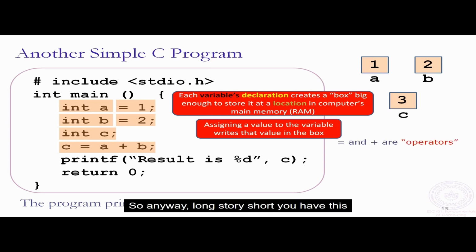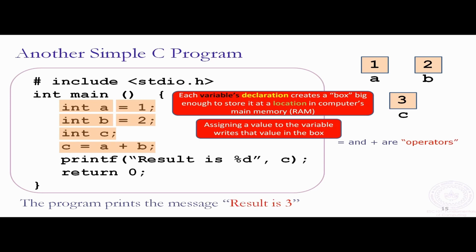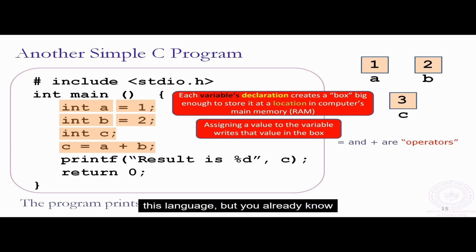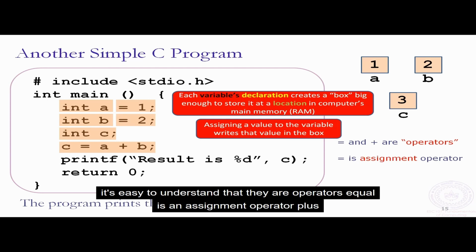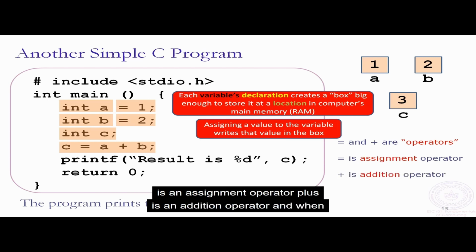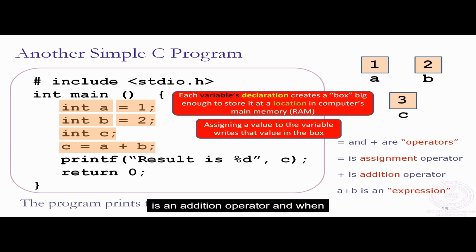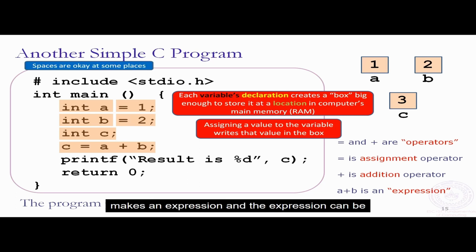So anyway, long story short, you have this equal and plus that are new tokens in this language, but you already know from your knowledge of math what they do, and so it's easy to understand that they are operators. Equal is an assignment operator, plus is an addition operator, and when you have two variables combined with some operator, it makes an expression, and the expression can be evaluated by the program and the output can be conveyed.